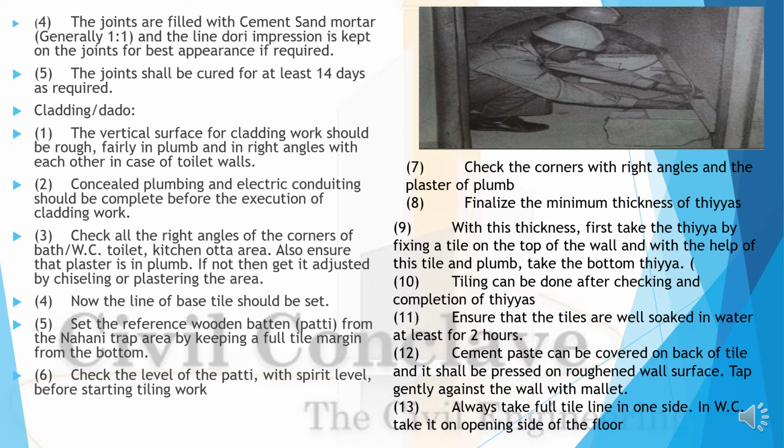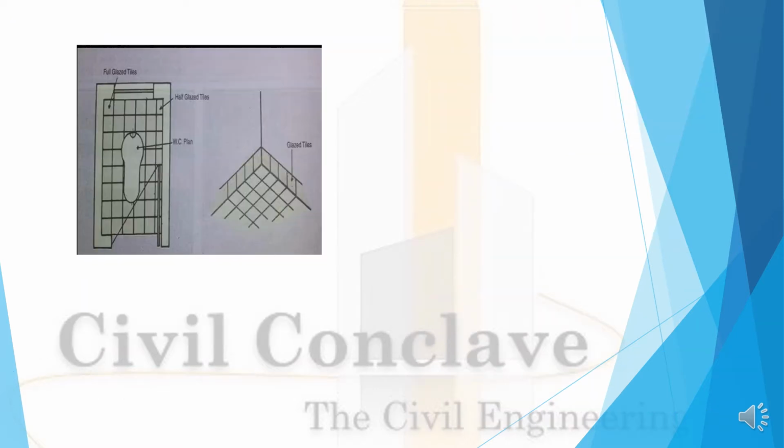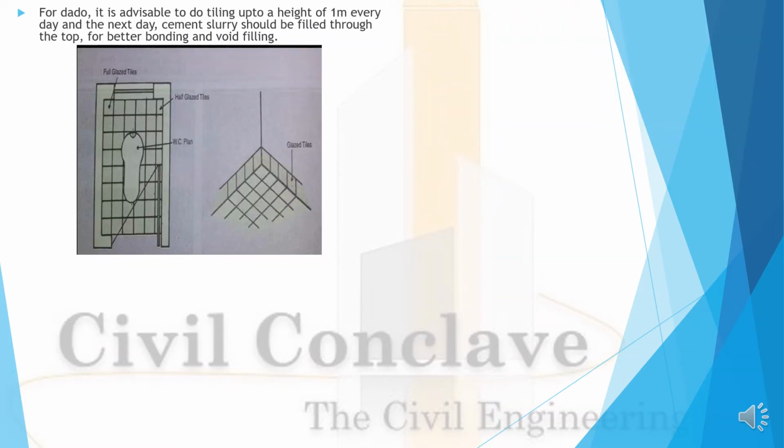Cement paste can be applied on the back of a tile and it shall be pressed onto the roughened wall surface. Tap gently against the wall with a mallet. Always take a full line on one side. In WC, take an opening side. For dado, it is advisable to do tiling up to a height of 1 meter every day, and the next day cement slurry should be filled through the top.